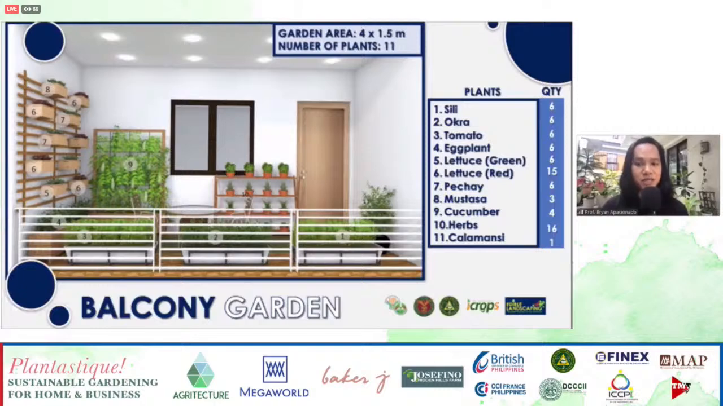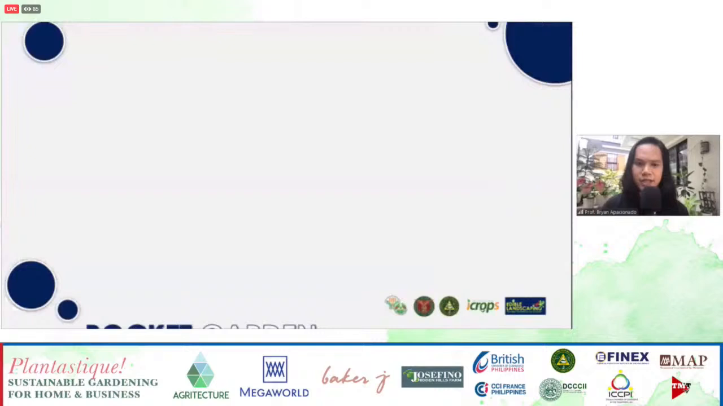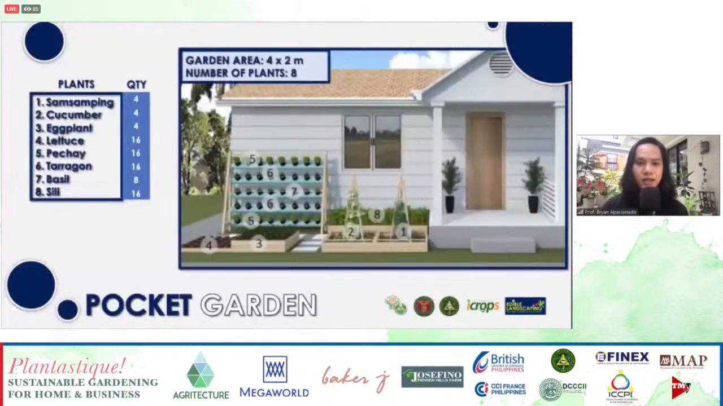You can plant 11 plant species like sile, okra, tomato, and eggplant, and still create the aesthetic that we want. For small spaces like this one, we can use vertical spaces mostly to grow our plants using shelves and trellises. Another design is for a pocket garden. In this 8 square meter area, we already planted 8 plant species using shelves and trellises. Like we have here trellises for our samsam ping and even cucumber, and leafy vegetables like lettuce, pechay, and others.